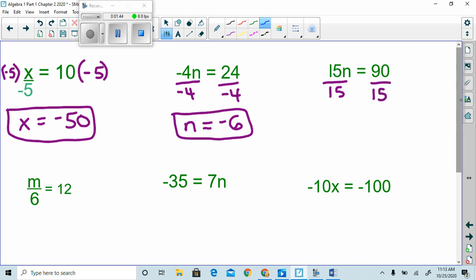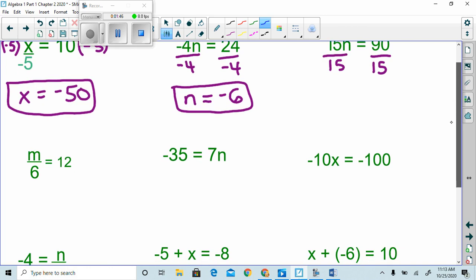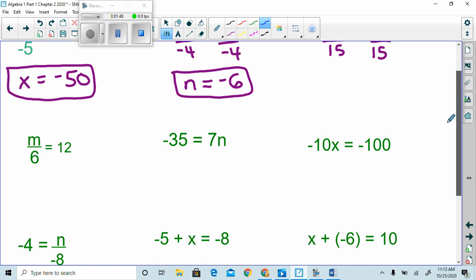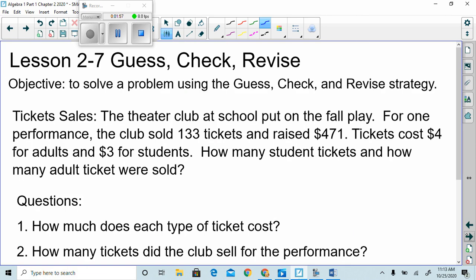I'm going to leave you with these next few problems to do, and we'll go over the answers in class. So take a moment and try these problems. And now on to today's lesson.